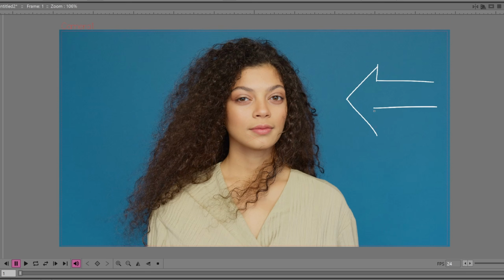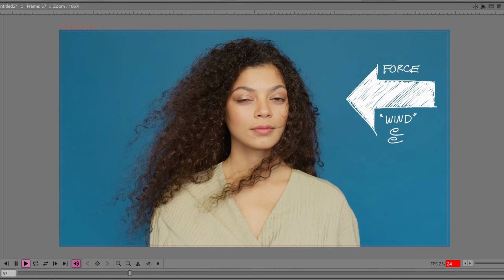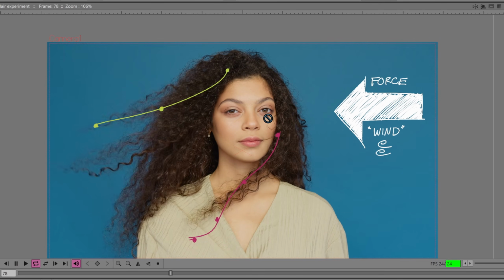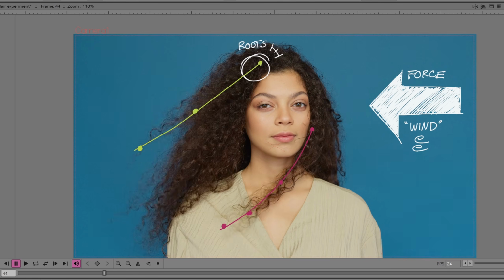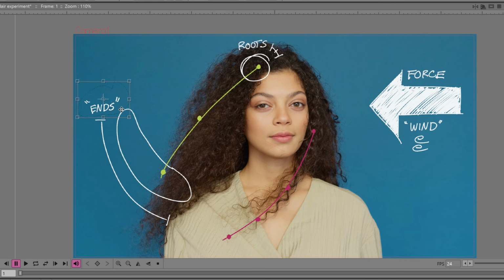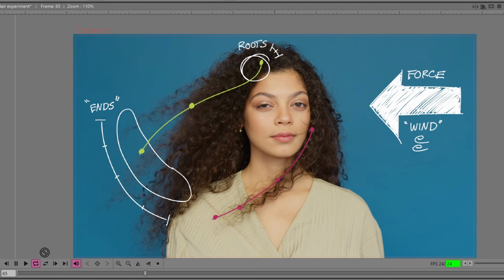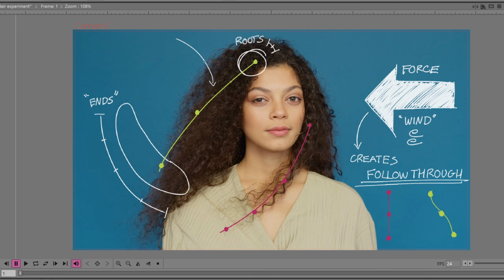So basically, when a force interacts with a body, for example wind, it creates follow through. Looks something like this. If the body is anchored to something like the root of this strand of hair, then the root's not going to move very much or not at all, but the ends are going to move a lot. So force will create follow through. It kind of acts like the links of a chain. So one moves and the rest follow.